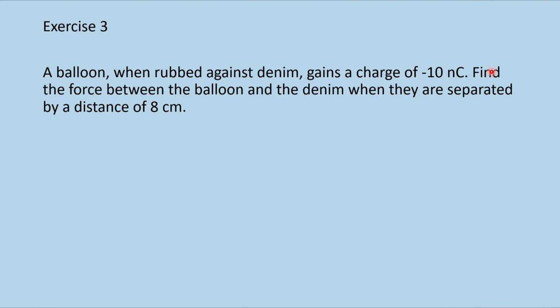Okay, let's think of it. Before we rubbed the balloon against denim, it was neutral. The balloon was neutral, and the denim was also neutral. So the balloon gained this amount of a charge from denim. It means that the denim has lost the same amount of charge. So if the balloon has negative 10 nanocoulombs, then denim has positive 10 nanocoulombs. This is the first point.